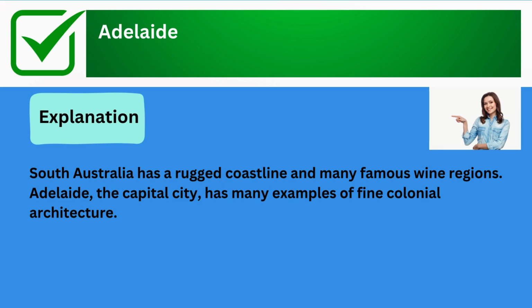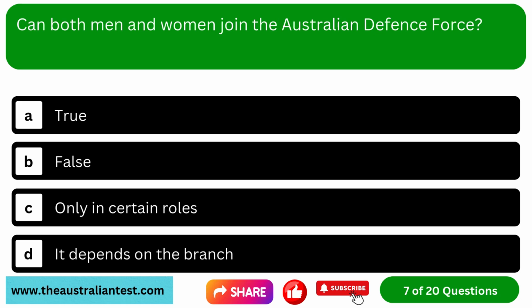The correct answer is Adelaide. Explanation: South Australia has a rugged coastline and many famous wine regions. Adelaide, the capital city, has many examples of fine colonial architecture. Question 7. Can both men and women join the Australian Defence Force? Option A, true. Option B, false. Option C, only in certain roles. Option D, it depends on the branch.